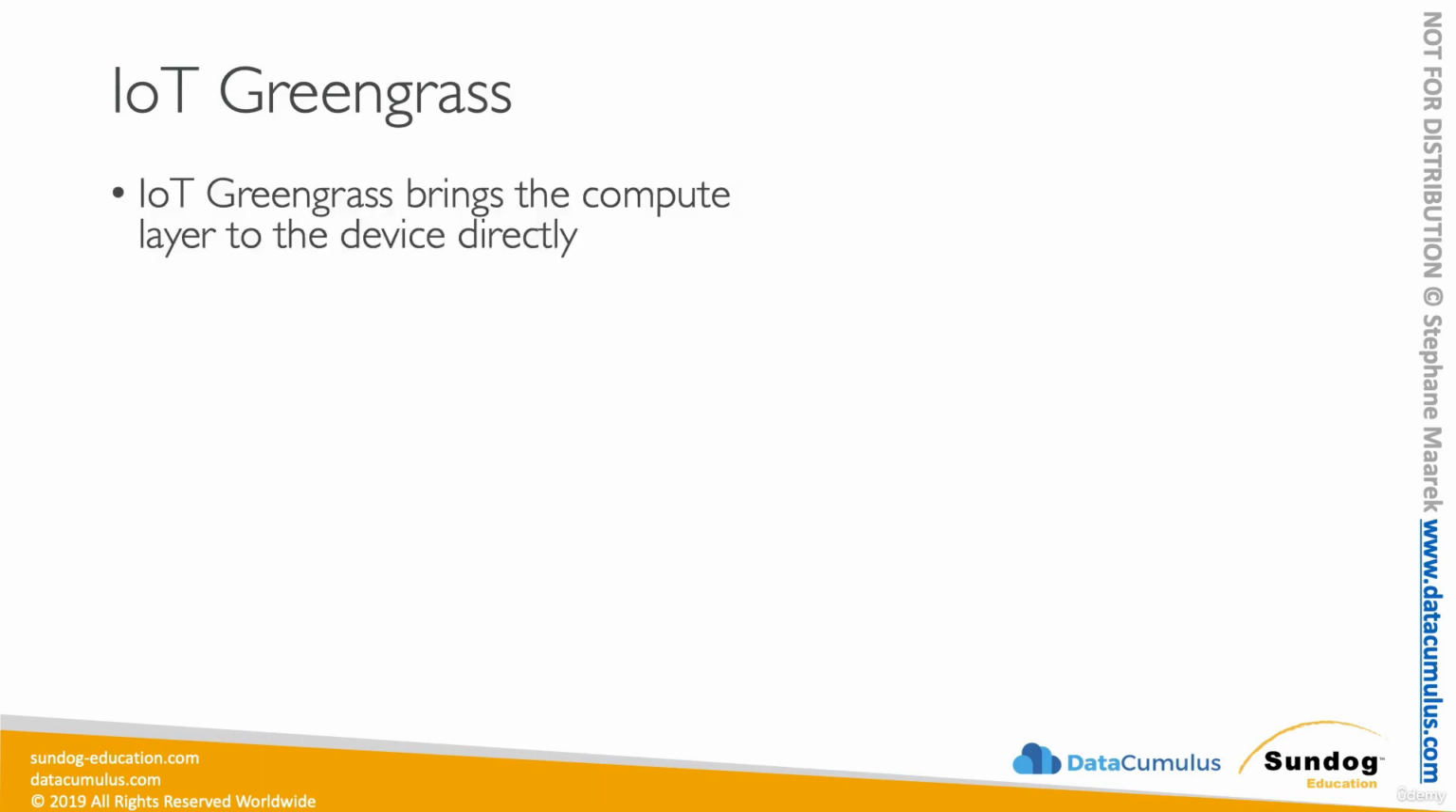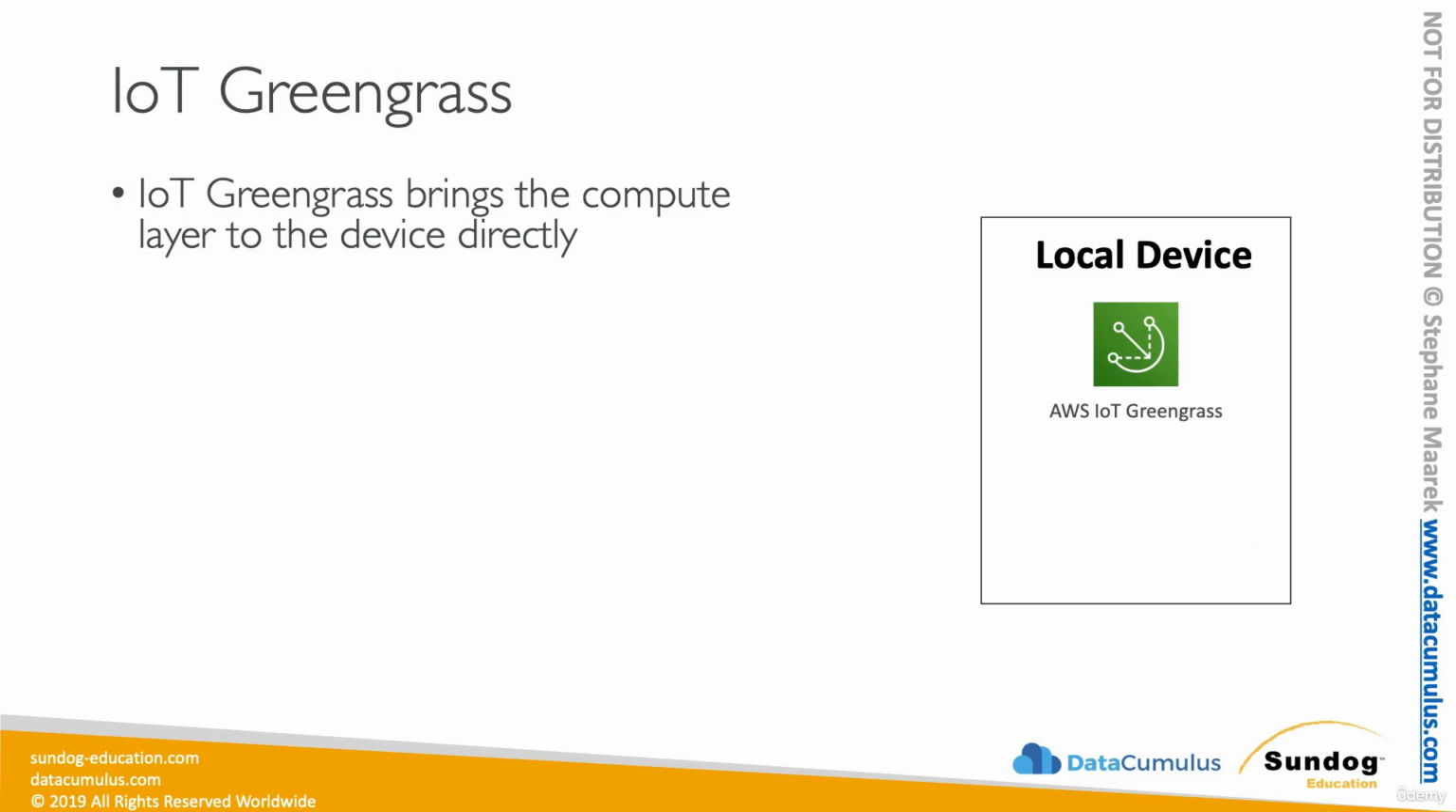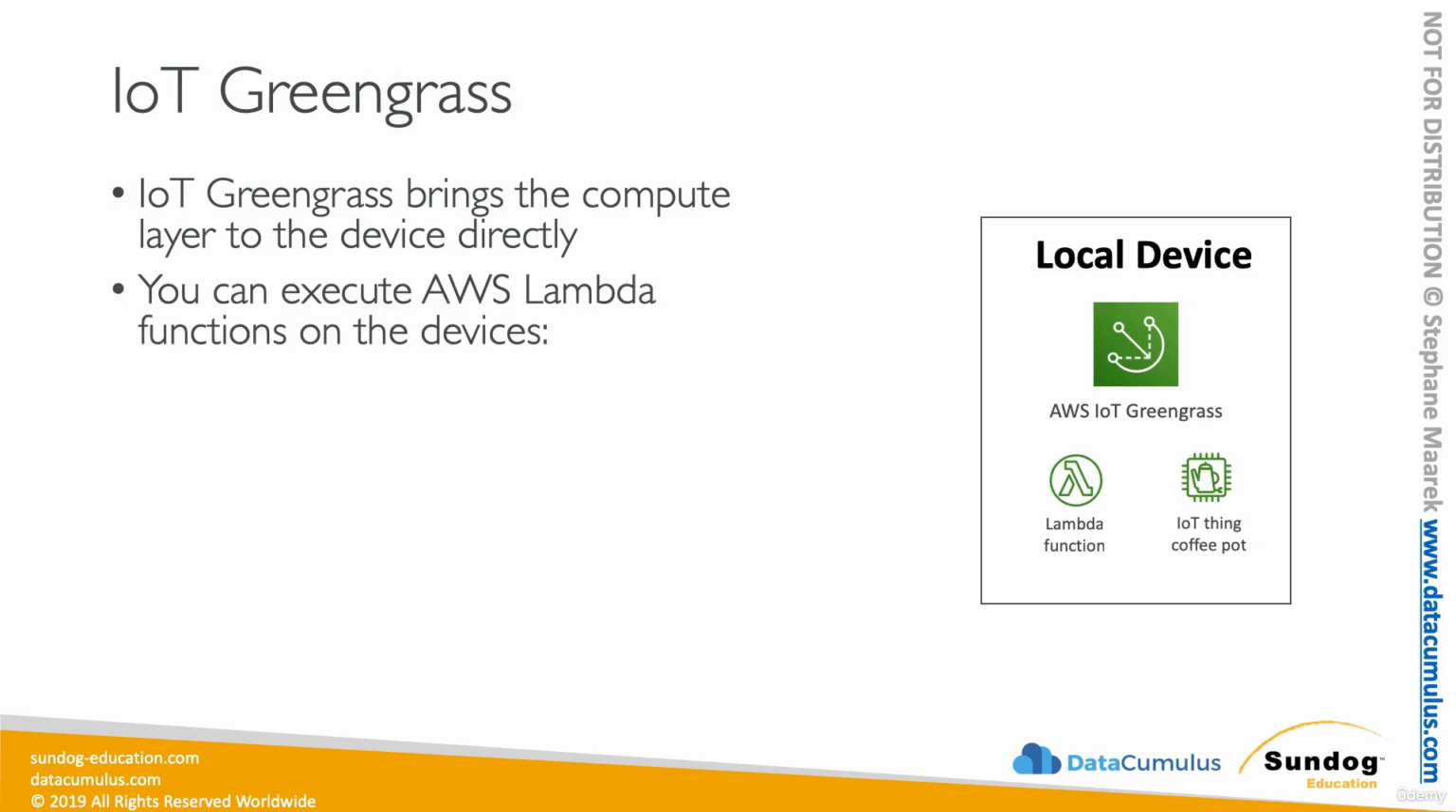Okay, last but not least, IoT Greengrass. IoT Greengrass brings the compute layer directly to the device. So that means we have our local device and we can run Lambda functions on the device.